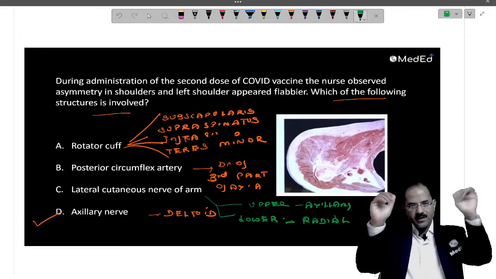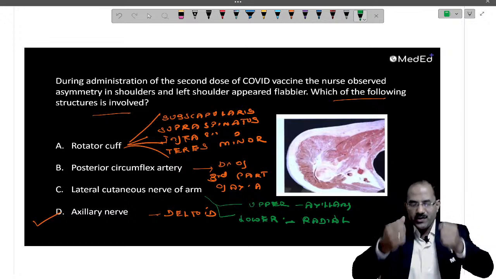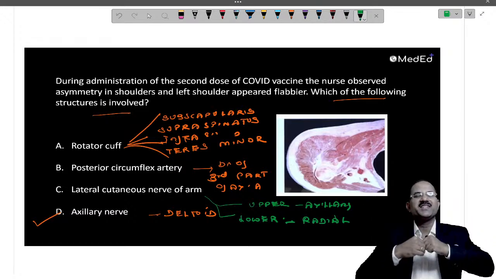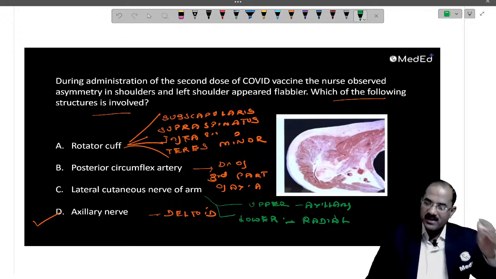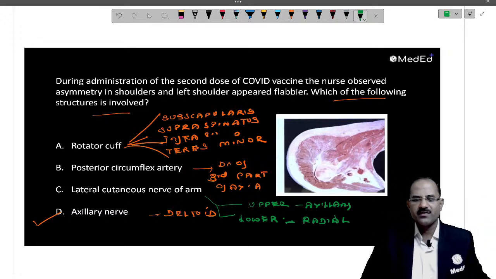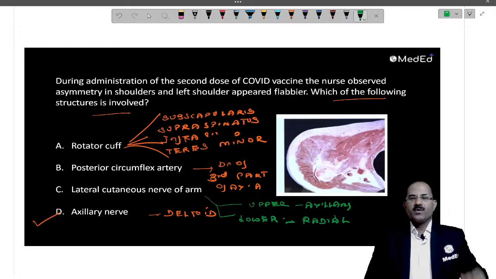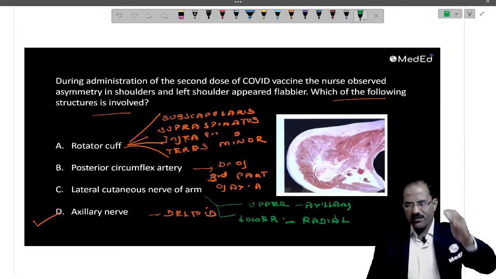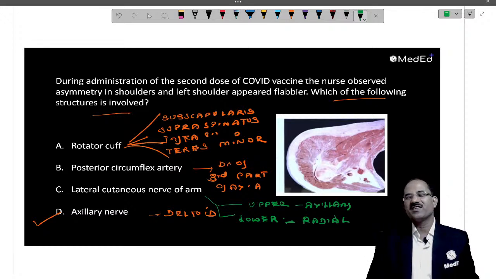Clear? So the lateral cutaneous nerve of the arm is divided into 2, an upper and a lower. The upper lateral cutaneous nerve of the arm is a branch of the axillary nerve, and the lower lateral cutaneous nerve of the arm is a branch of the radial nerve. So the rotator cuff muscles are clear: supraspinatus, infraspinatus, teres minor, and subscapularis. The posterior circumflex humeral artery is a branch of the third part of the axillary artery. The answer here is axillary nerve. It supplies the deltoid.